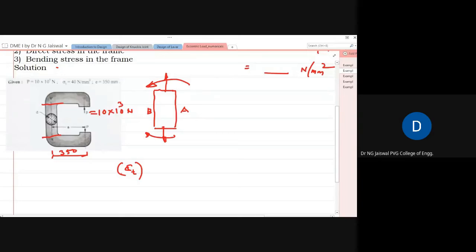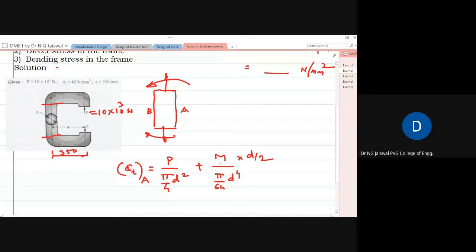You should write that it is observed that the maximum stress is at point A, or fiber A. That's why we calculate the stress only at fiber A. So the fiber A stress value is P upon A, where A is now pi by 4 d square, plus M upon I. How much is I? I is pi by 64 d to the power 4, into Y. Y is d by 2.